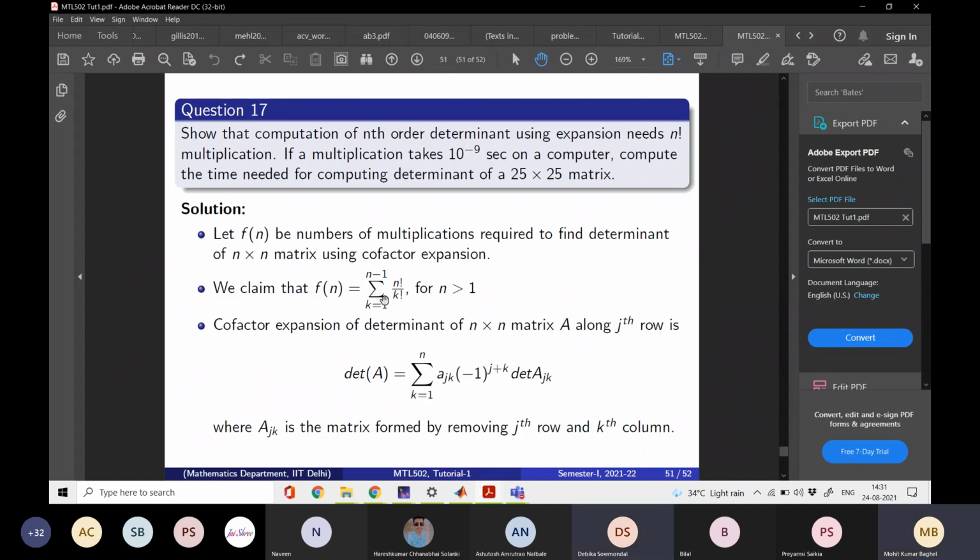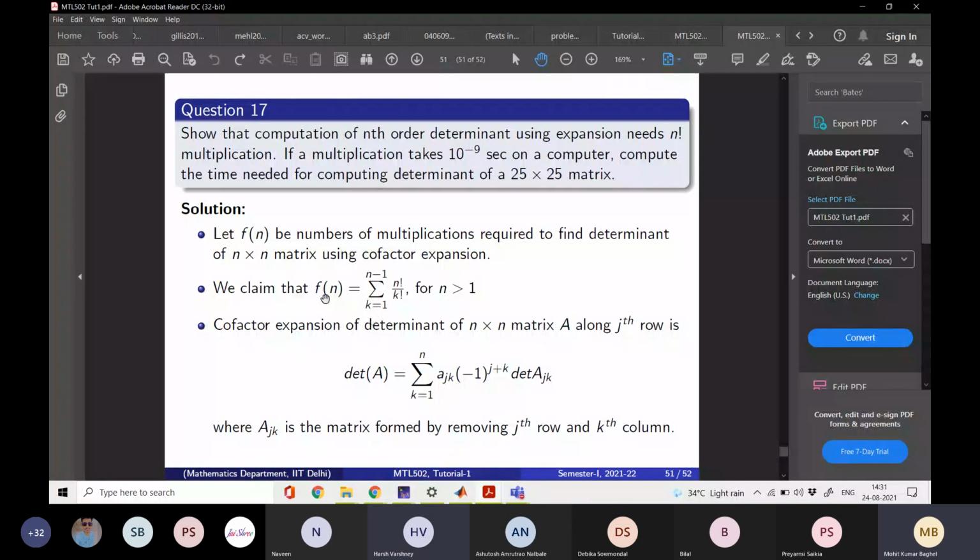Sir, how do we claim that f(n) equals this? How do we know? Is there any proof? You just have to see the definition. Do you know this expression? You just have to explore more about this expression, the cofactor expansion.